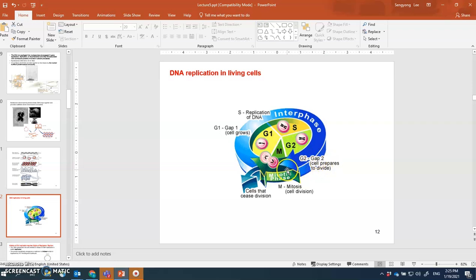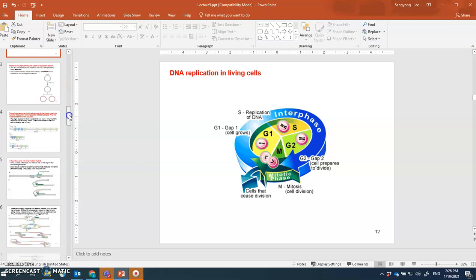So DNA replication, where does it take place? It takes place during the S phase of the interphase in the cell cycle. Understand that, because you have to have DNA duplicated first to be able to go through mitosis.